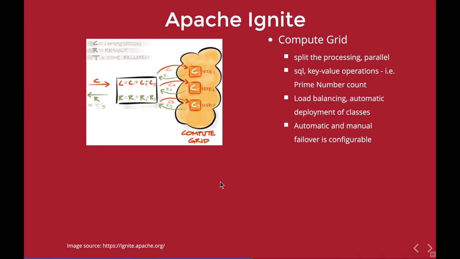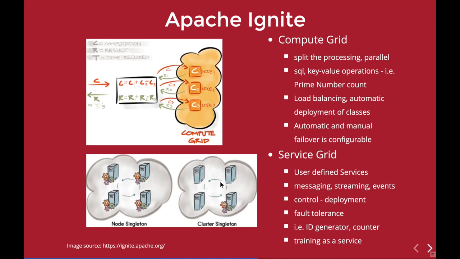The two main concepts in Apache Ignite are the compute grid and the service grid. In the compute grid, independent computation tasks can be divided among the Ignite cluster nodes. Here C1, C2, C3 are doing the computation and getting the results R1, R2, R3. So it works in a MapReduce fashion. For example, if you want to count the prime numbers in a list of integers, we can divide our data across our Ignite cluster and get the prime number count. Once we get the result from each node, we sum them up and get the final result. So that works in a parallel way.